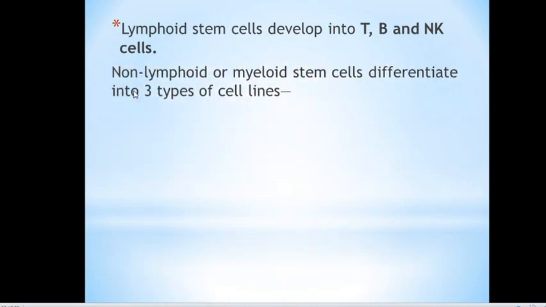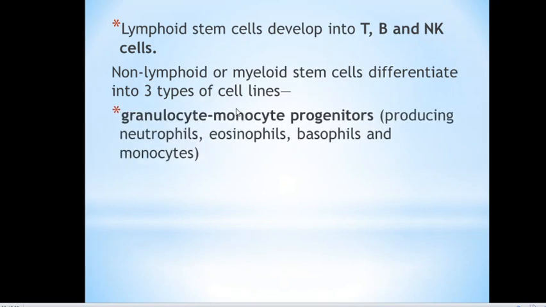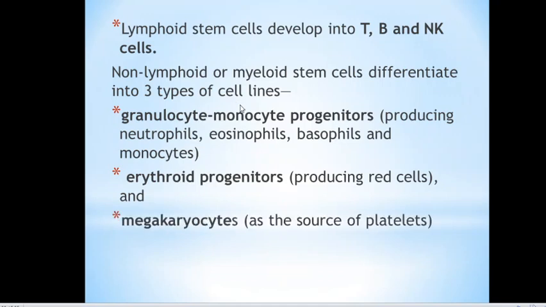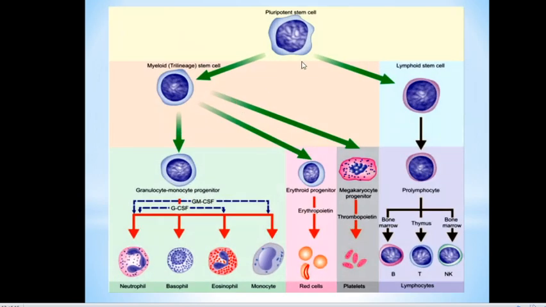So the non-lymphoid or the myeloid stem cells differentiate into three types of cell lines. We have the granulocyte monocyte progenitor that produces neutrophils, eosinophils, basophils, and the monocytes. We have the erythroid progenitor that produces the red cells, and we have the megakaryocytes as a source of platelets. Here is a picture that shows normal hemopoiesis.